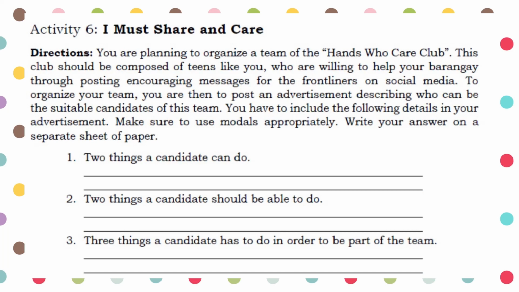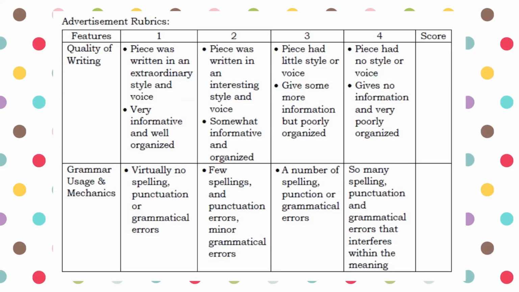You have to include the following details in your advertisement. Make sure to use modals appropriately. Write your answer on a separate sheet of paper. Number 1. 2 things a candidate can do. Number 2. 2 things a candidate should be able to do. And number 3. 3 things a candidate has to do in order to be part of the team. Your advertisement will be scored according to the advertisement rubrics below.